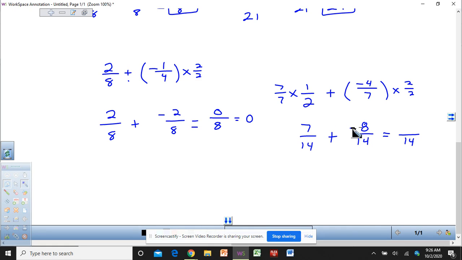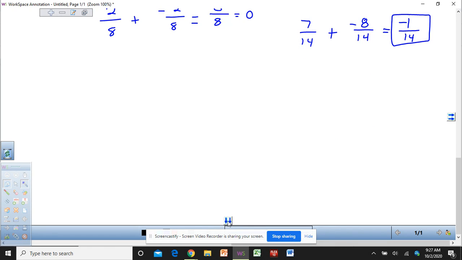Now we have a positive and a negative. So what that means is we subtract them. 8 minus 7 gives me 1. And then I take the sign of the bigger one. 8 is bigger than 7, so it becomes a negative 1/14. Okay? Same thing on another one.